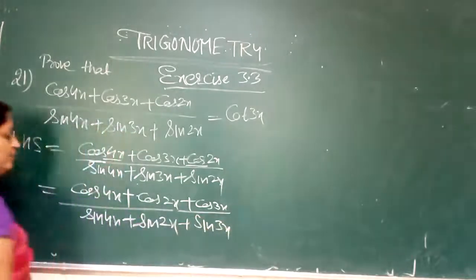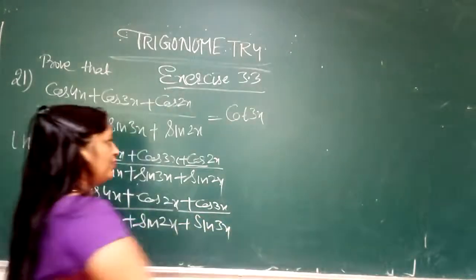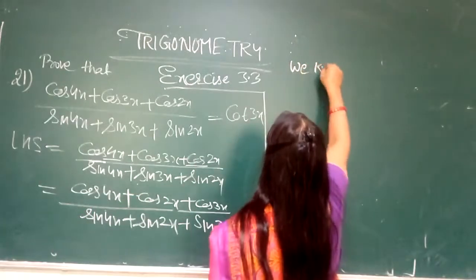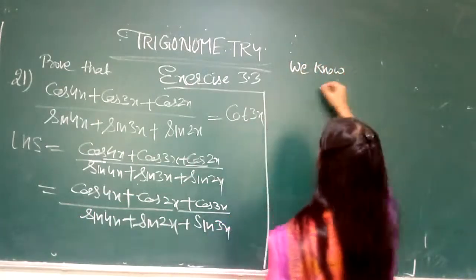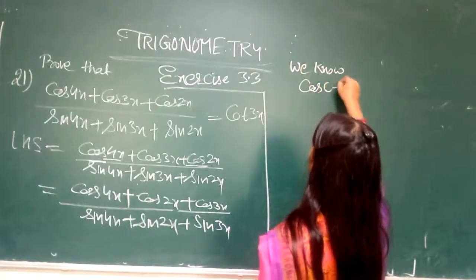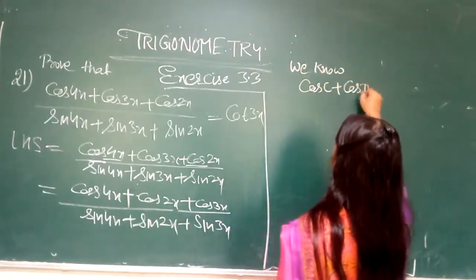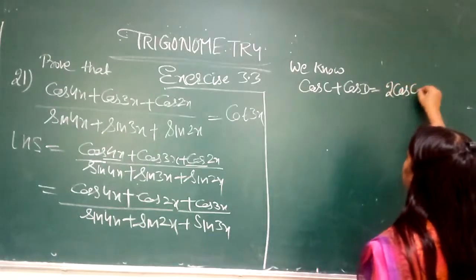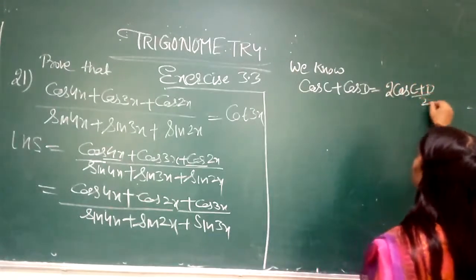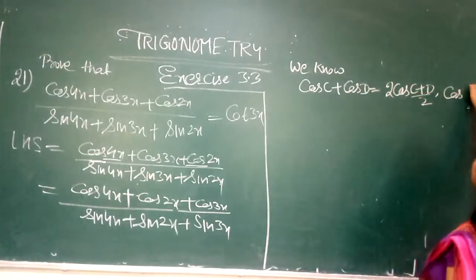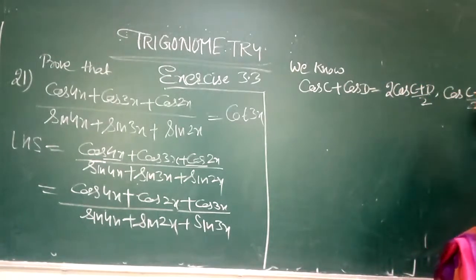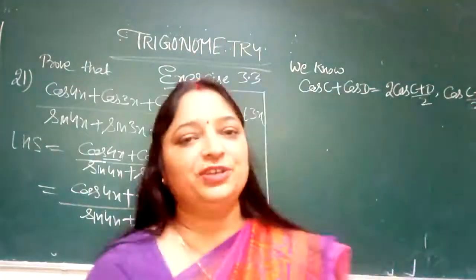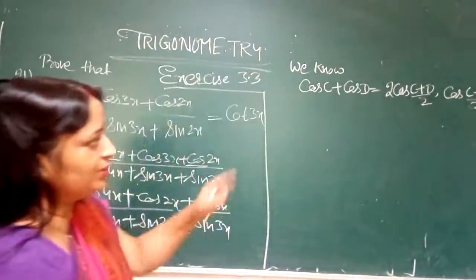Now you know the formula. What is the formula of cos C plus cos D? We know that cos C plus cos D is equal to 2 cos of (C plus D) upon 2 into cos of (C minus D) upon 2. Now how will you remember it? Cos is boss, so it will come along. So only cos is coming here.